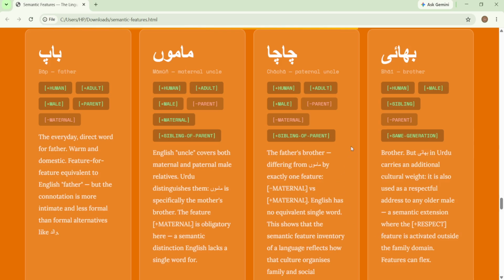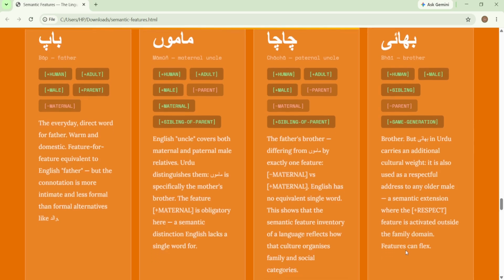Then comes chacha, which is paternal uncle. So human, adult, male, not a parent, not maternal, because it is from the paternal side. So sibling of a parent. Let's scroll a bit. So here it is. The father's brother, differing from mamu by exactly one feature: paternal versus maternal. English has no equivalent single word. This shows that the semantic feature inventory of a language reflects how that culture organizes family and social categories.